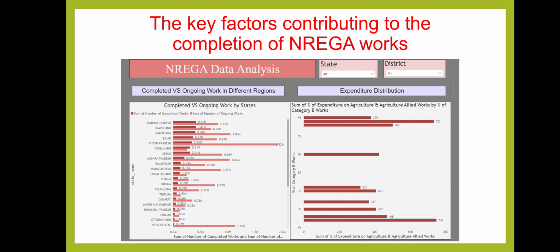Next, we see the key factors contributing to the completion of NREGA works. Here, we have done two visuals, that is completed versus ongoing work in different regions and the expenditure distributions.